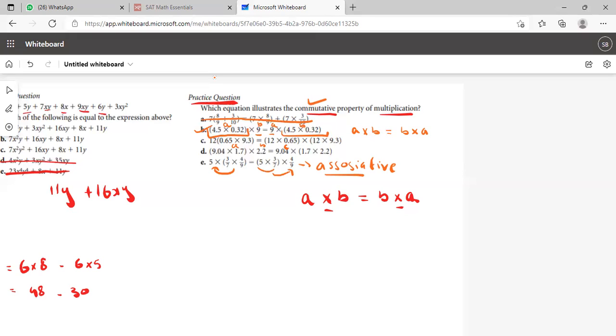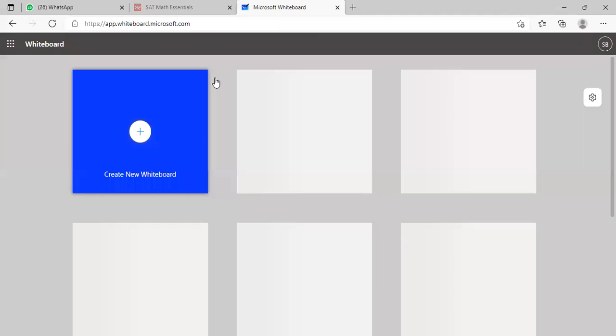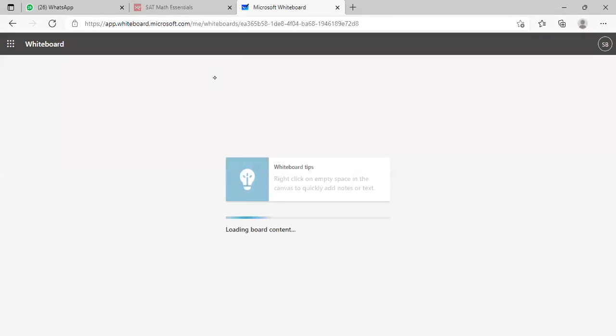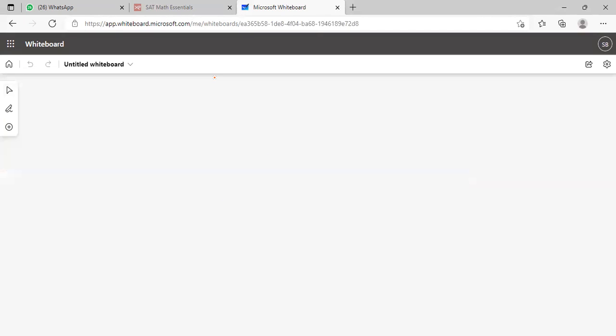Are you sure that it is clear? If not, I can explain it to you again. Yeah, no, I got it. I was confused between the commutative and associative property. Okay, that is not an issue. Right. Let's practice some more questions.